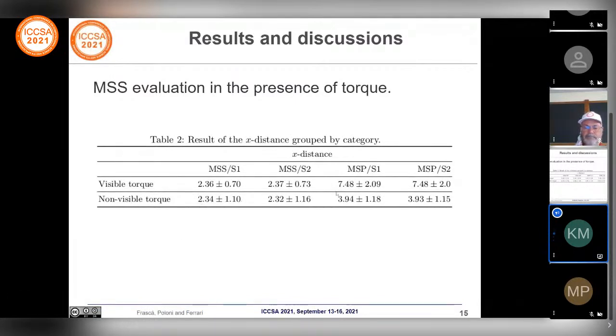In contrast, when analyzing the MSP results, we noticed that the method could not capture brains with torque, which resulted in a difference of about 3.5 in the X distance between the two categories. Furthermore, our results were more accurate than the MSP, even when comparing brains with non-visible torque.